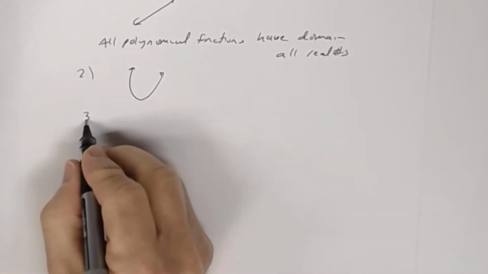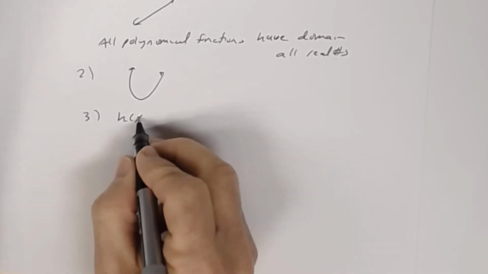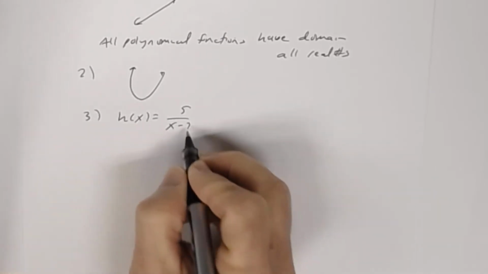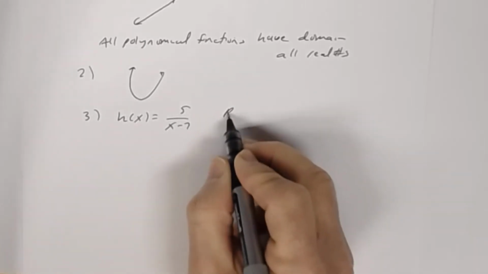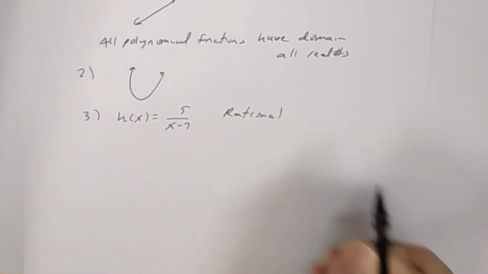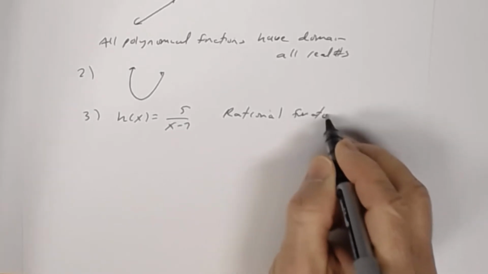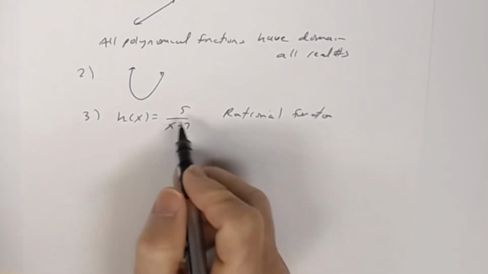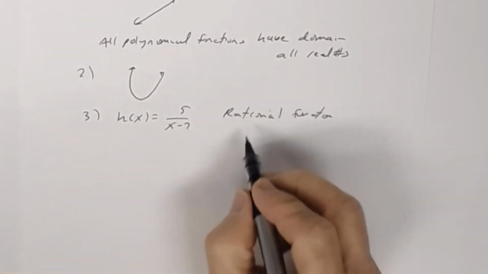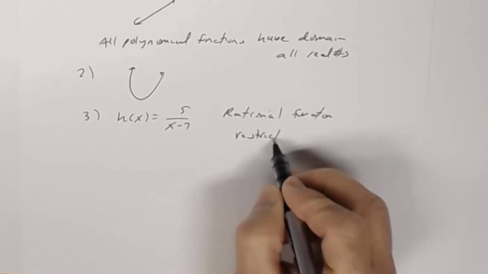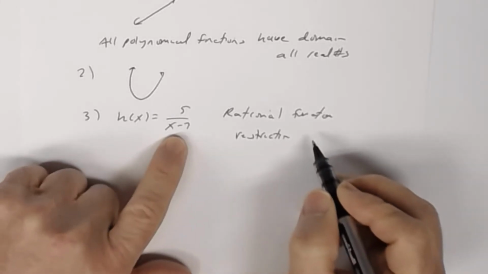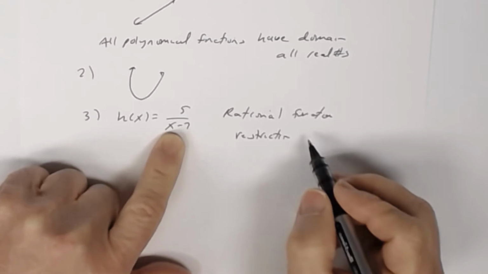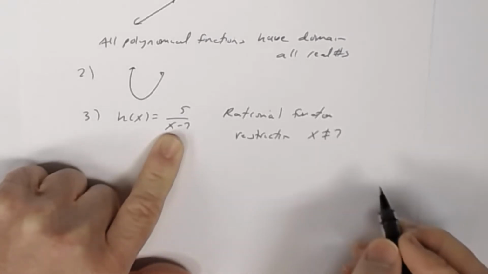Now, number three is not a polynomial function. Number three is a rational function. So h of x equals 5 divided by x minus 7. And one of the things you learned was that when you look at a rational function or expression for that matter, you cannot divide by 0. So you've got to find the restriction. You've got to find out what makes this denominator 0. That's easy to see. 7 makes the denominator 0. So the restriction is that x cannot equal 7.